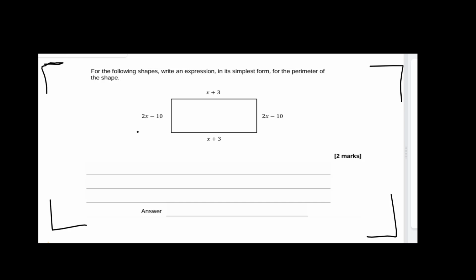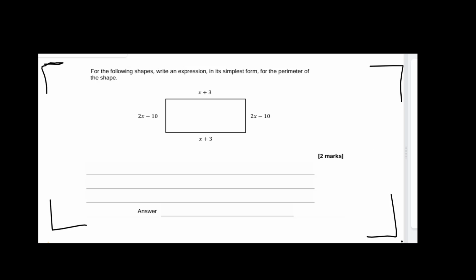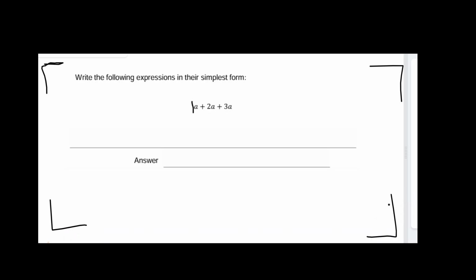Write the following expression in your simplest form. So I'm going to be flying through all of these questions because most of them are quite easy. Okay. So there's a plus 2a plus 3a. Imagine that there's a 1 written here. So there's a 1 right next to the a. And like I've said in so many videos, they don't normally write the 1, but the 1 is there.